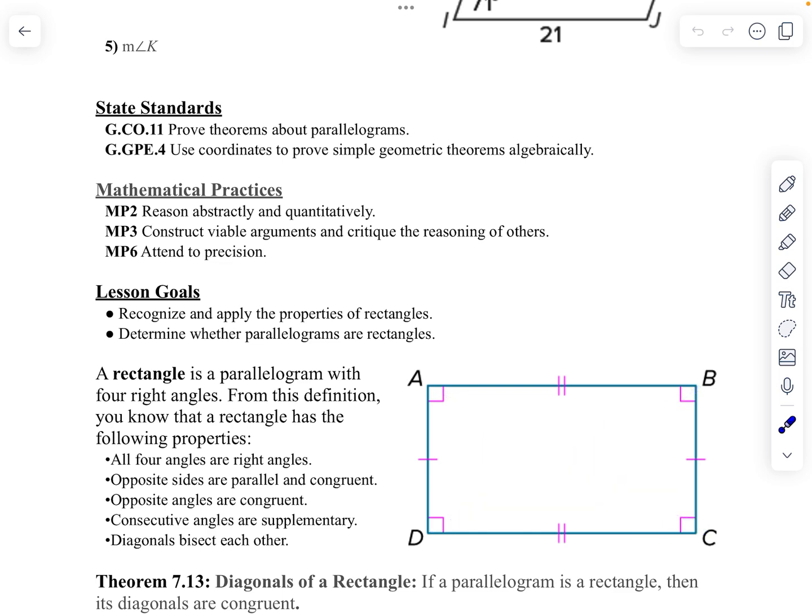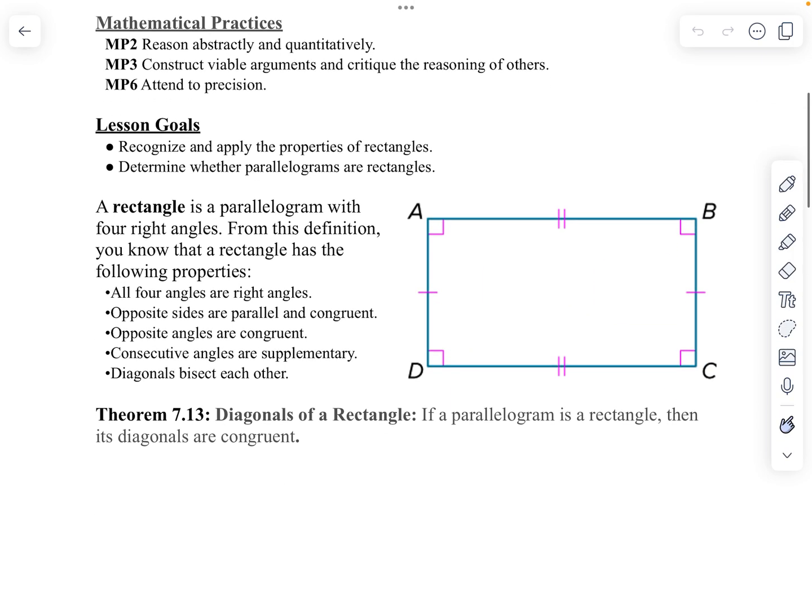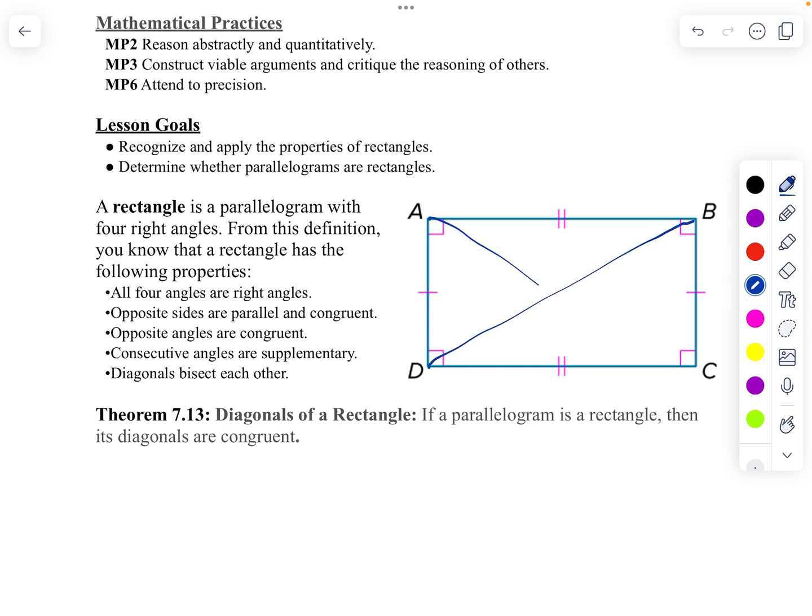And in this case, we know something else. In a rectangle, the diagonals are equal. And since I know they bisect each other, I know all these parts are the same. So notice what happens here. I get a whole bunch of isosceles triangles.